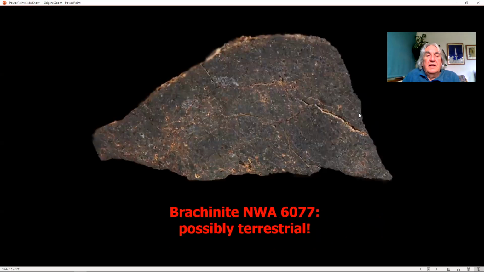Now, you know, this has led to some fascinating discoveries. For example, there's a rare type of meteorite called a brachyonite, and several of these, including this one here, NWA, remember Northwest Africa, 6077, plots on the terrestrial fractionation line. So how did a meteorite leave Earth and end up in space? I would assume that would be before the Earth had a dense atmosphere.